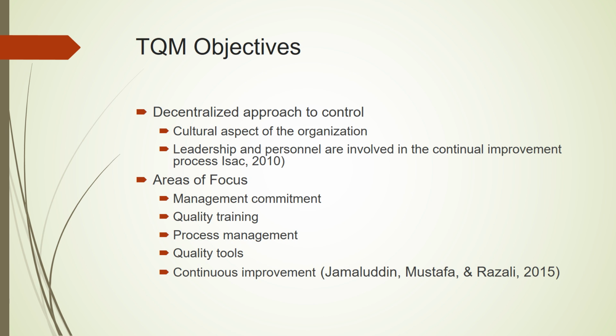Some of the areas of focus for total quality management: they like to focus on management commitment, quality training for all personnel, and process management. Processes, in order to deliver a product at lower cost, have to be smooth moving. Quality tools involve training tools and also the actual equipment and mechanisms used to produce the product. And as mentioned before, total quality management really seeks continual improvement. The organization is always trying to get better.